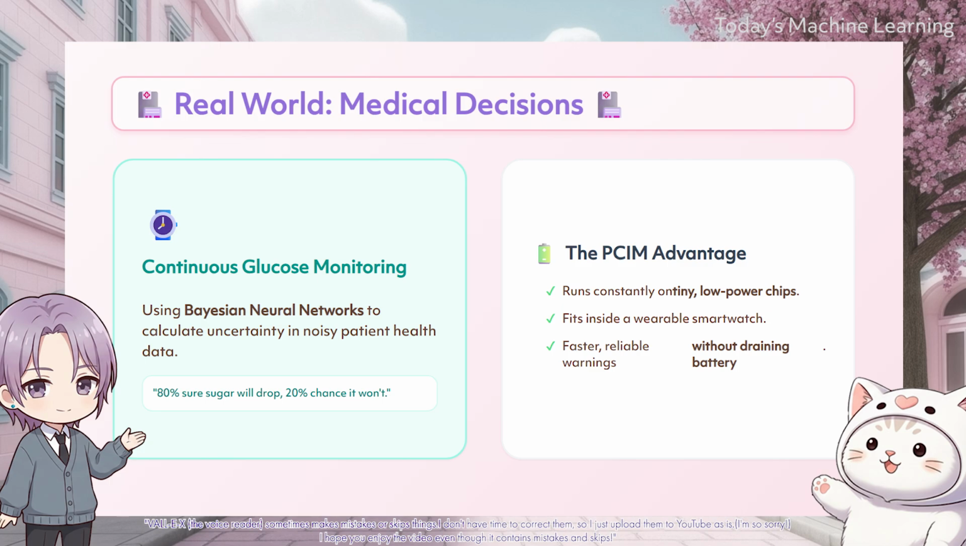Let's first think about medical decision-making, especially things like continuous glucose monitoring for people with diabetes. The human body is very complex, and medical readings can be noisy or unpredictable. By using Bayesian neural networks, which rely heavily on randomness to calculate uncertainty, the AI can look at a patient's health data and confidently say, "I'm 80% sure their sugar level will drop, but there is a 20% chance it will not." With the new unified memory technology from this paper, these life-saving AI models can run constantly on tiny, low-powered chips, maybe even inside a wearable smartwatch, but without draining the battery or slowing down. This means patients get faster, more reliable health warnings when every second counts.